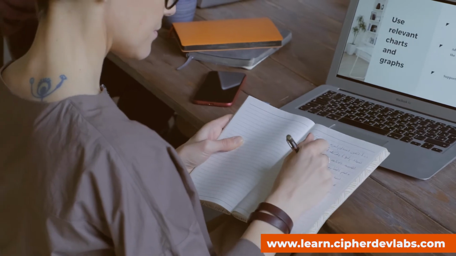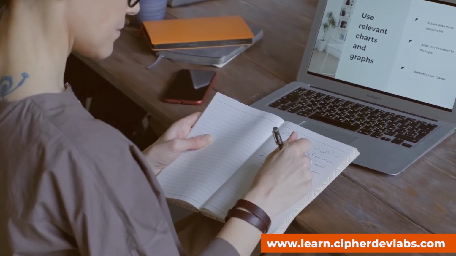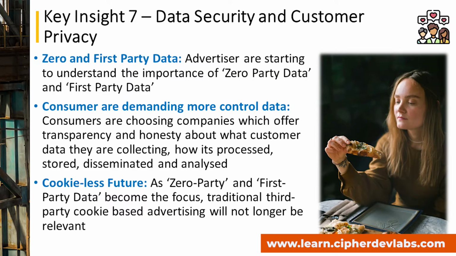But businesses are also trying to simplify the legal framework and jargon so that the common person can understand what data is being collected, the intention of collecting it, and how it's stored, processed, analyzed, and shared. We're also going to see a cookieless future, because as zero party and first party data become the focus, traditional third party cookie based advertising will no longer be relevant or will have to be transformed.